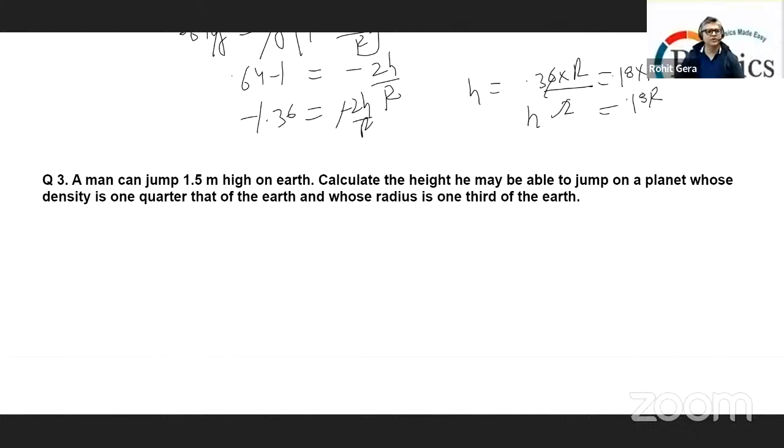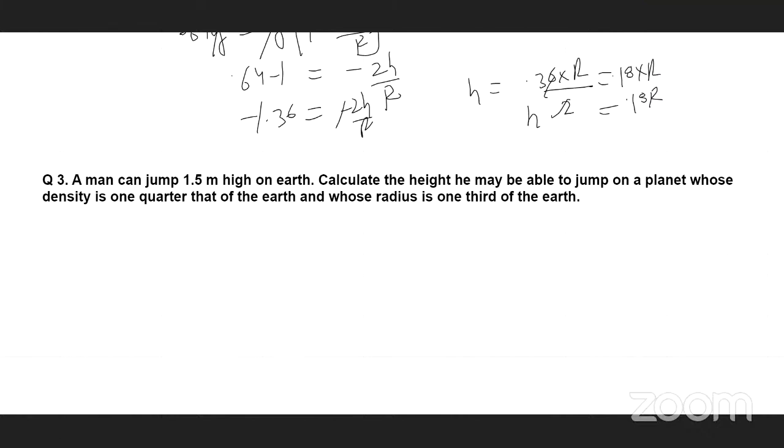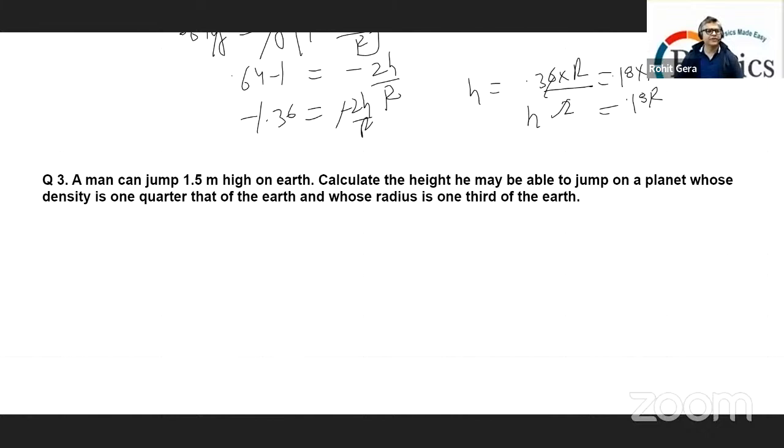Okay, he's able to jump only 1.5 meters. So velocity becomes zero. V square minus U square is equal to 2AS. You have to find the distance when the gravity is the new gravity with less density.